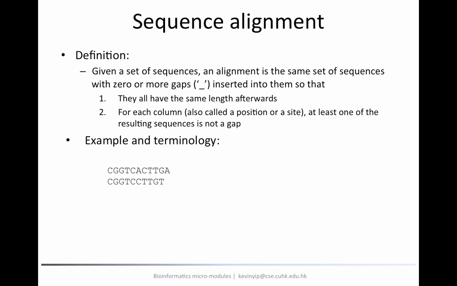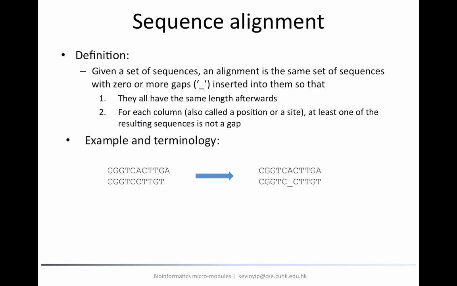Let's see an example. Suppose we have these two sequences. Again, we can see that they do not have the same length. There are many different ways that we can align these two sequences. One way is to add a gap between the two Cs in the second sequence. Let's check whether this is a valid alignment or not. We see that after adding the gap, the two sequences have the same length, so requirement number 1 is satisfied. Also, we cannot find any single position containing only gap character in the two sequences, so requirement number 2 is also satisfied.